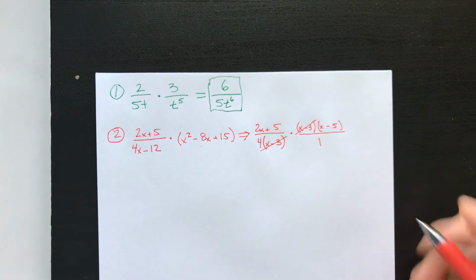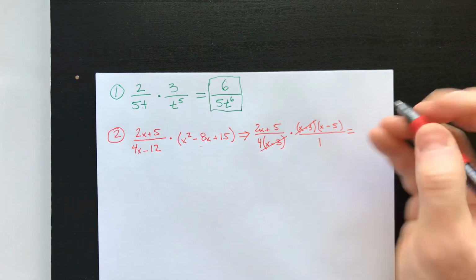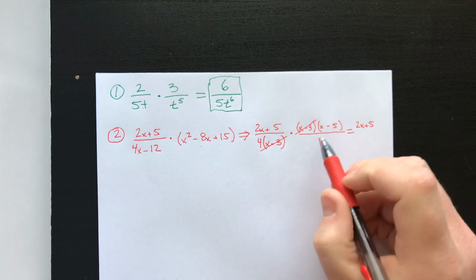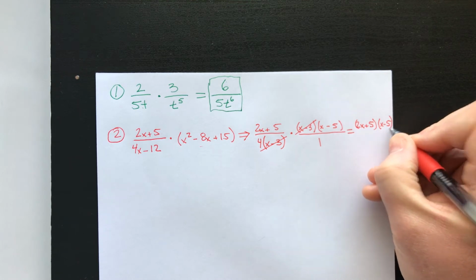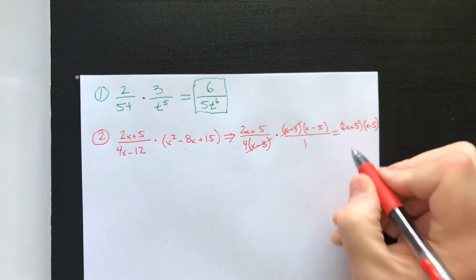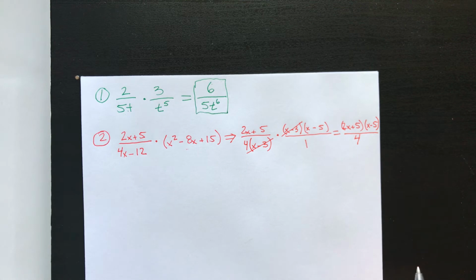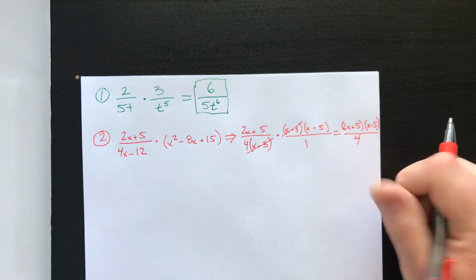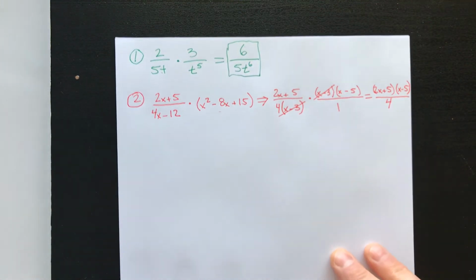You'll have something cancel. So our final answer here, in the numerator we have 2x plus 5, and then keep that in parentheses, times x minus 5. And then in the denominator, we just have a 4. All right? And you don't need to multiply that out. Just leave it alone. That would be your final answer. All right, so let's move on to the next one. Let's do number 3.